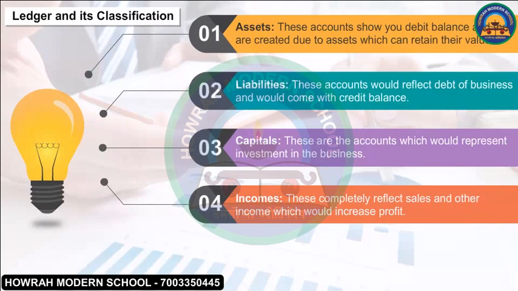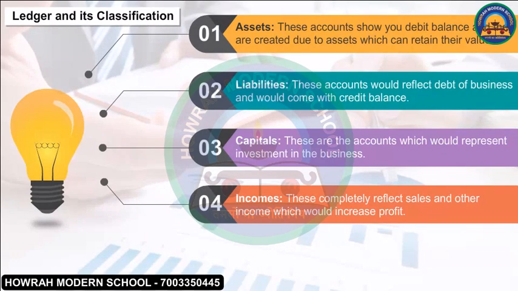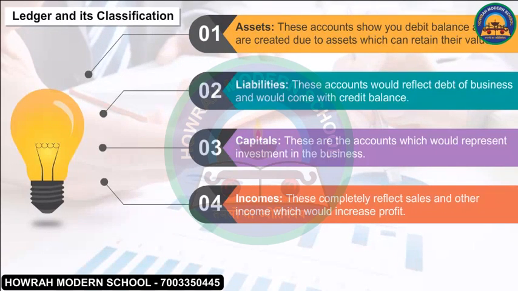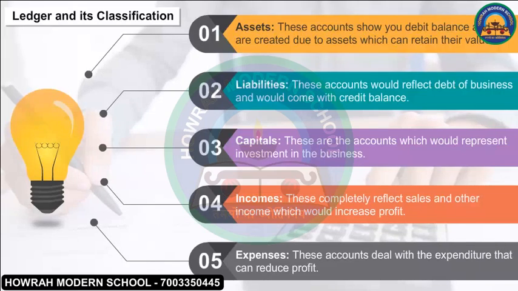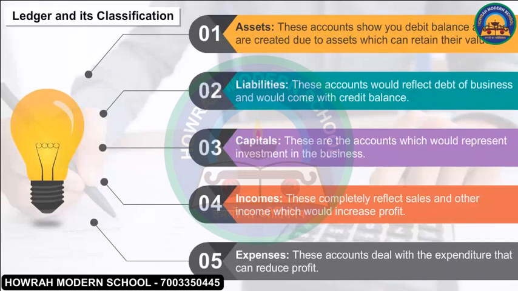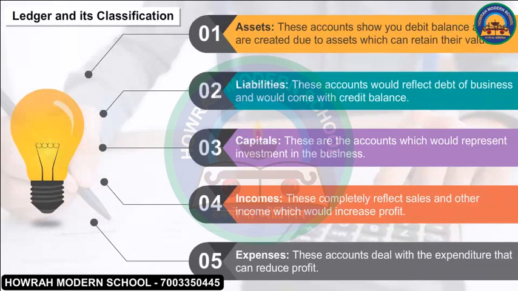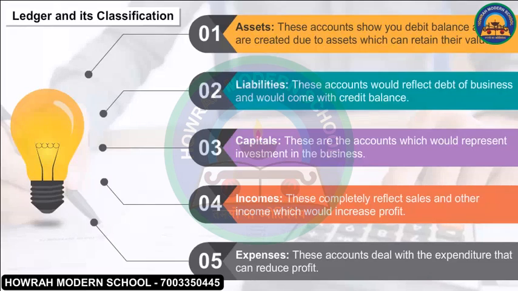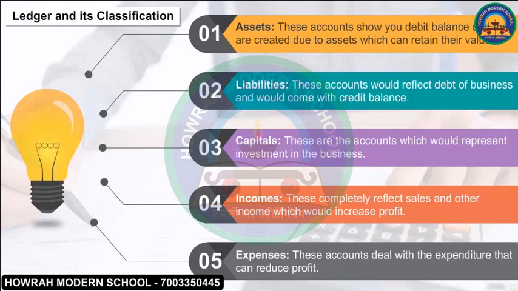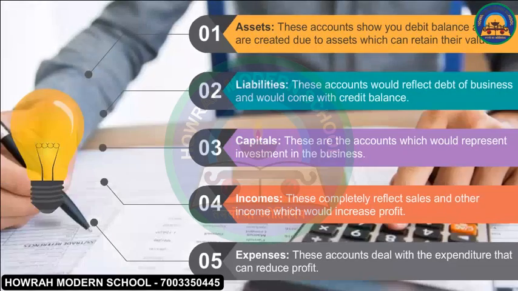4. Incomes. These completely reflect sales and other income which would increase profit. They show credit balance and are credited to profit and loss account. 5. Expenses. These accounts deal with expenditure that can reduce profit. They will show debit balance and are debited to profit and loss account.